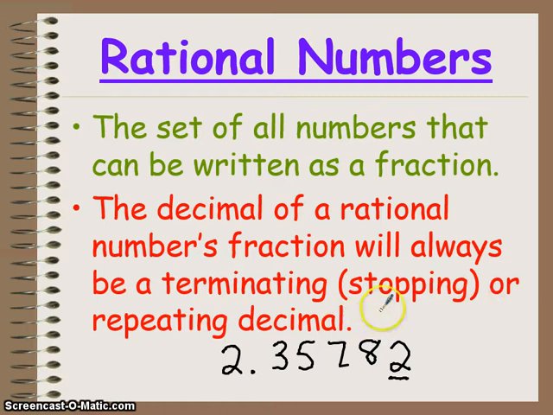A repeating decimal would be different. It would be something like 2.338338, and so on, 338, 338, a repeating decimal. It's always one of these 2 if it's a rational number.